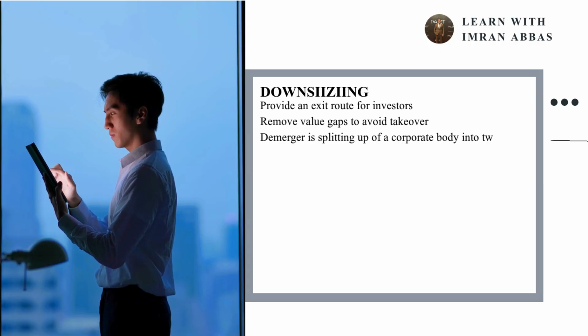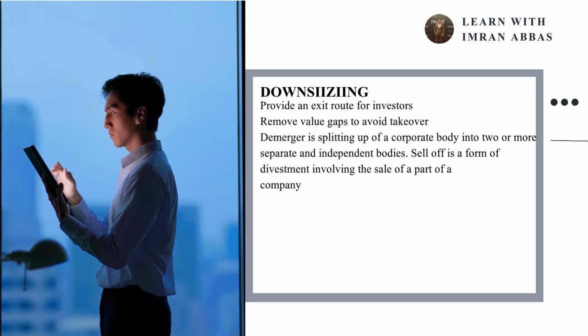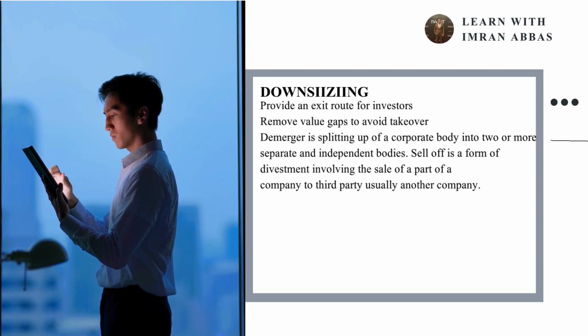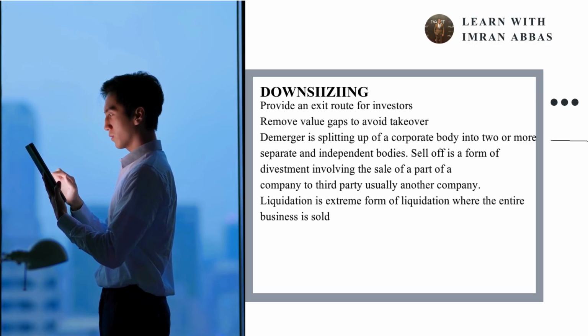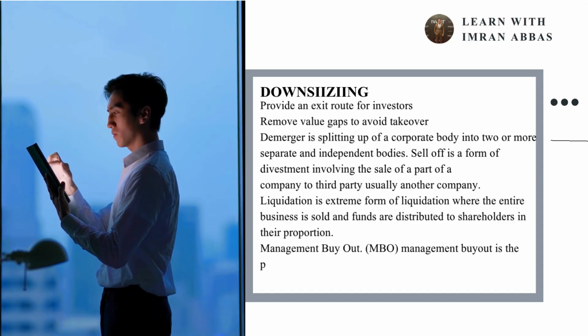Demerger is the splitting up of a corporate body into two or more separate and independent bodies. Sell-off is a form of divestment involving the sale of a part of a company to a third party, usually another company. Liquidation is the extreme form of divestment where the entire business is sold and funds are distributed to shareholders in their proportion.